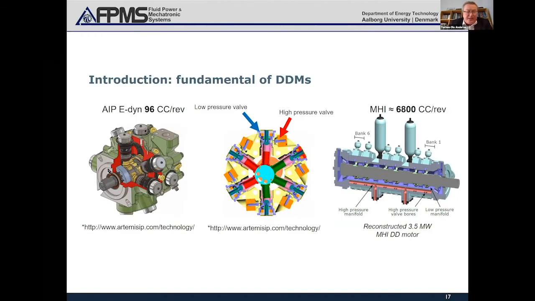This is just an example over here to the left. You see perhaps the newest one from Artemis, the company. Over here, in the middle. Again, how it works, I often compare it to an engine, right? You have a piston, and then you have an exhaust valve and an inlet valve. And by controlling these intelligently, you can increase the efficiency very much. Over here is a drawing of how it would look if we reconstructed a 3.5 megawatt motor.